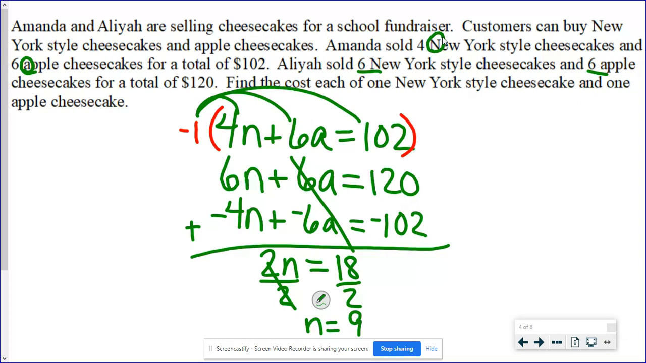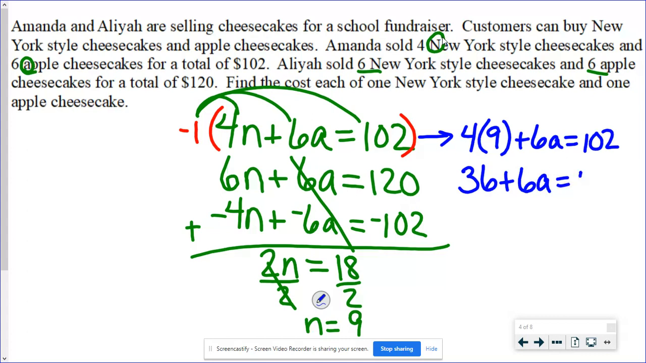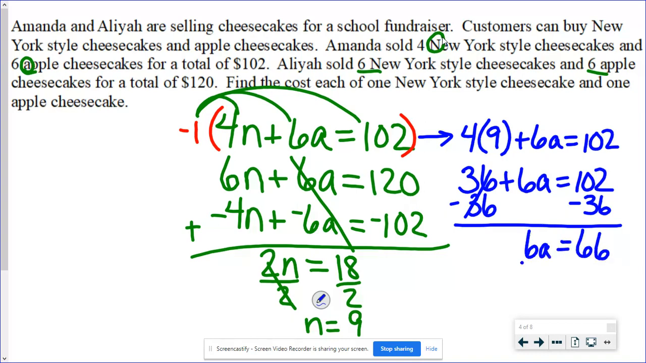To find the cost of the apple, I guess I would go with my original first equation right here. 4 of those New York style plus 6 of the apple is 102. So we want to get rid of the 36. And I want to make sure I don't make a mistake on that subtraction. 102 minus 36 is going to give me 66. And then we'll divide by 6. So then the A is going to be 11. That really means the apple cheesecakes cost $11.